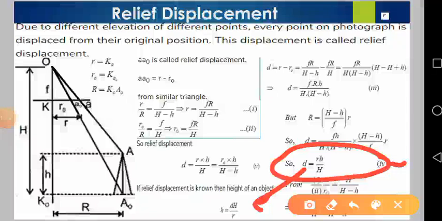Understood? So this is regarding the relief displacement, as well as how to use relief displacement in calculating the height of the particular object on the ground. Thank you.